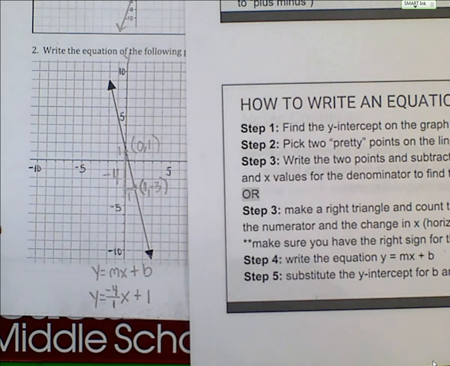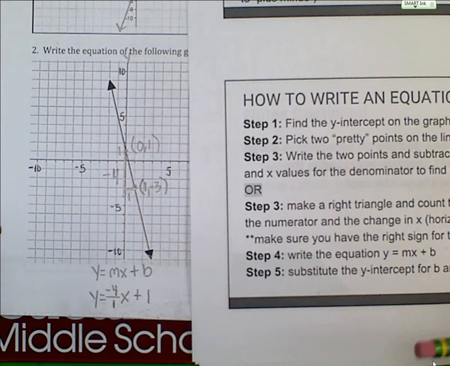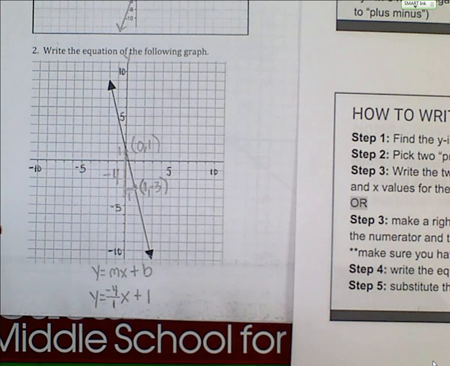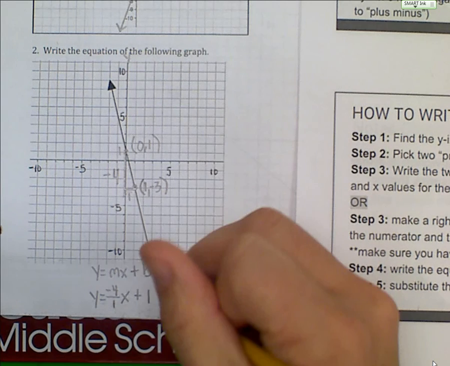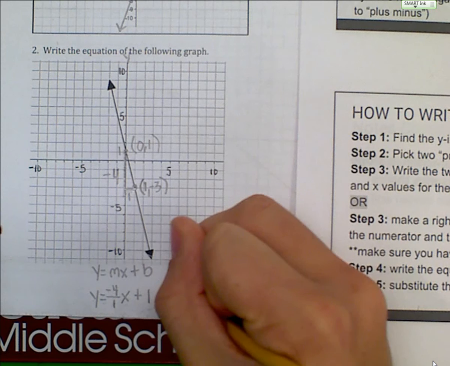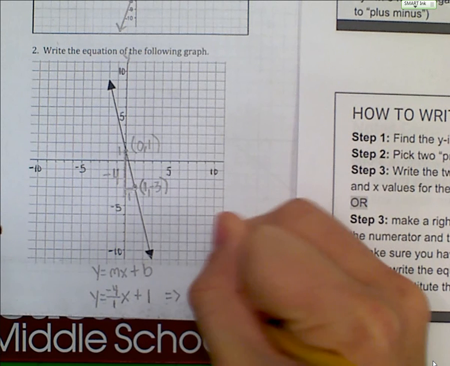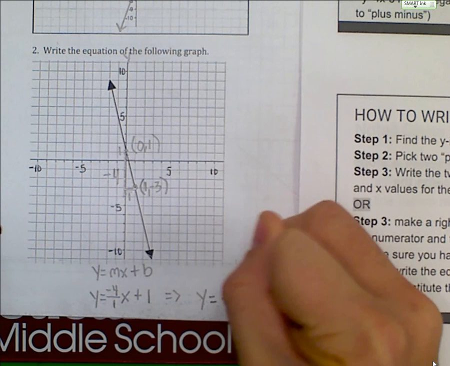So my equation is y equals negative 4 over 1x plus 1, which I can rewrite as, to make it look a little bit neater, y equals negative 4x plus 1.